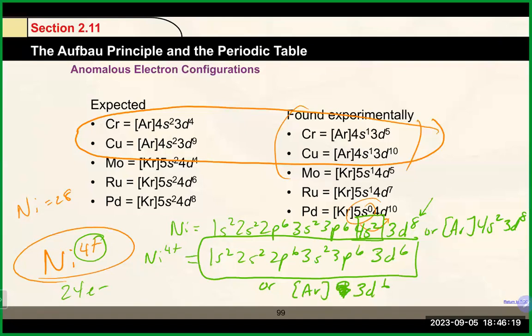Any questions on how to write electron configuration for transition metals? Transition metals with charges. Again, you want to remember that kind of switch in energy, and it really comes into play when they lose electrons. So they do a little bit different than others.